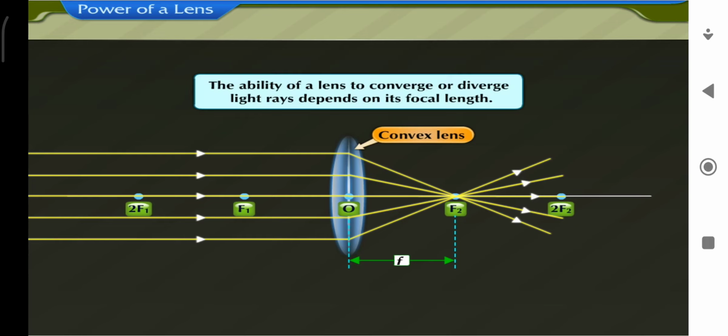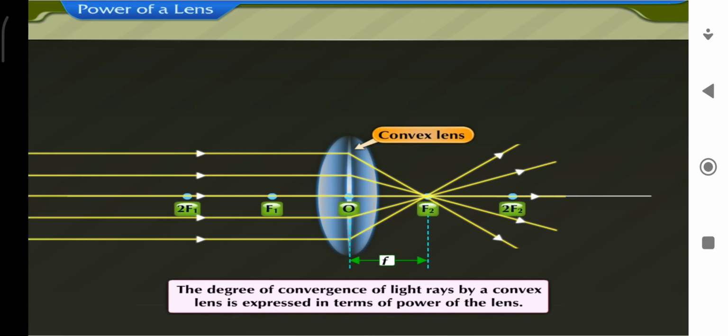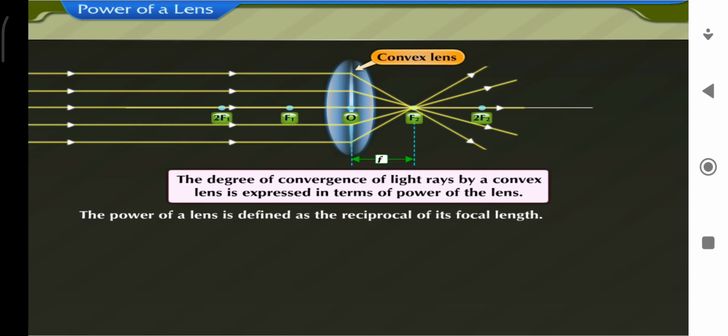Hence, the ability of a lens to converge or diverge light rays depends on its focal length. Smaller the focal length, larger the convergence. The degree of convergence of light rays by a convex lens is expressed in terms of power of the lens. The power of a lens is defined as the reciprocal of its focal length. It is represented by the letter P.